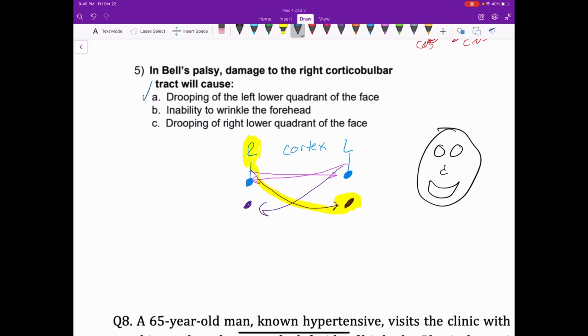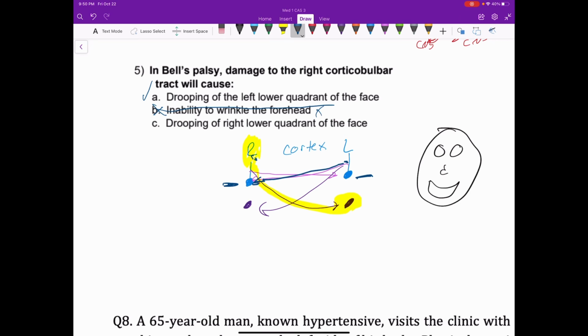Are we going to have an inability to wrinkle the forehead? No, we will be able to wrinkle the forehead. Why? Well, if the forehead is from the upper parts, and the right side is damaged, we're still getting supply from the left region. So the left region is still innervating the right upper face. So we'll be able to wrinkle the forehead. So that's right. So this is wrong.